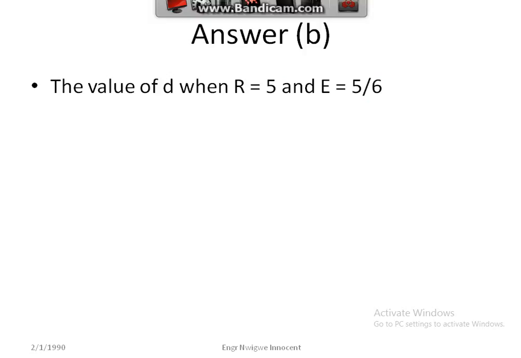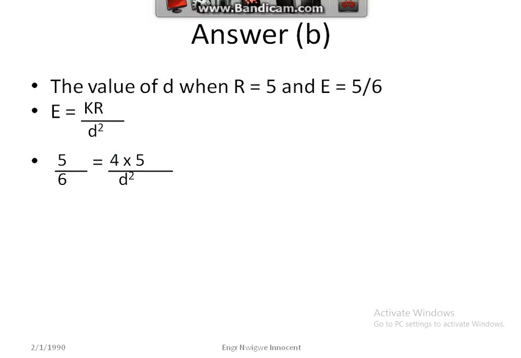For answer B, we are asked to get the value of D when R is equals to 5 and E is equals to 5 over 6. We now write our equation, which is E equals to KR over D squared. We now substitute for E, which is 5 over 6 is equals to our K, which is 4 times our R, which is 5 all over D squared.